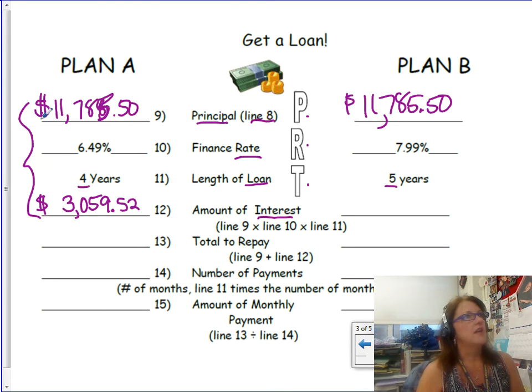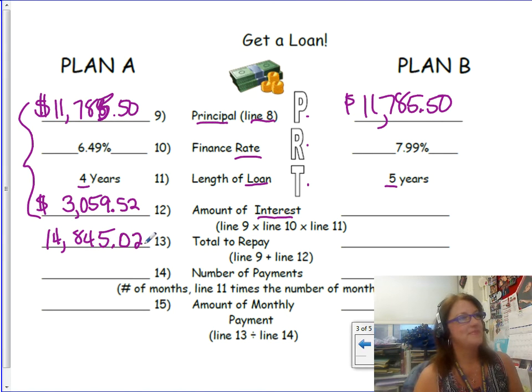All right, let's add line 9, what I was borrowing, my principal, plus the interest, and that's the total amount that I have to repay, plus my interest. Okay, that gives me my whopping total here of $14,845.02. Okay, that's the whopper. Now, I can't pay that all back at once. Good grief, that's why I came to the bank for the loan.